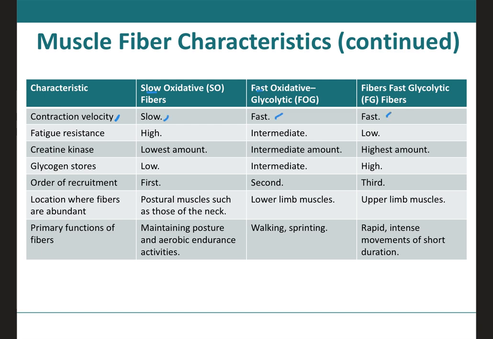With regards to fatigue resistance, I talked already on the previous slide, but slow oxidative fibers are very highly resistant to fatigue because they have a lot of ATP and they don't hydrolyze the ATP as fast as the others. And as we move on down the list, the fast glycolytic fibers are going to have a low resistance to fatigue because they don't have enough ATP available.